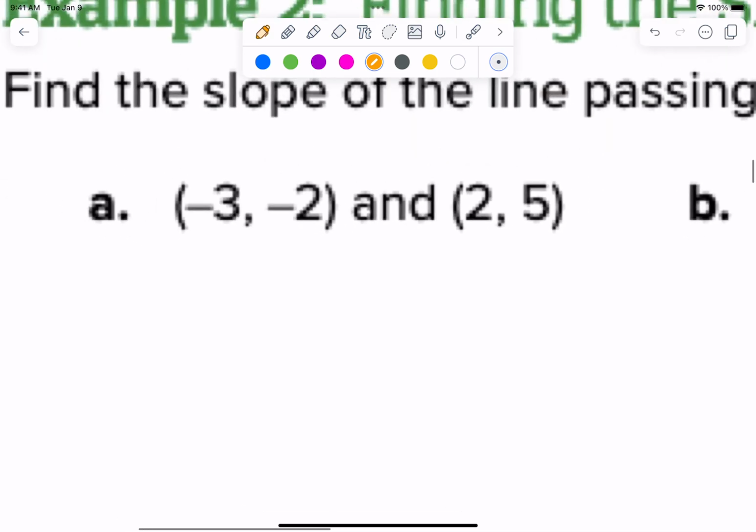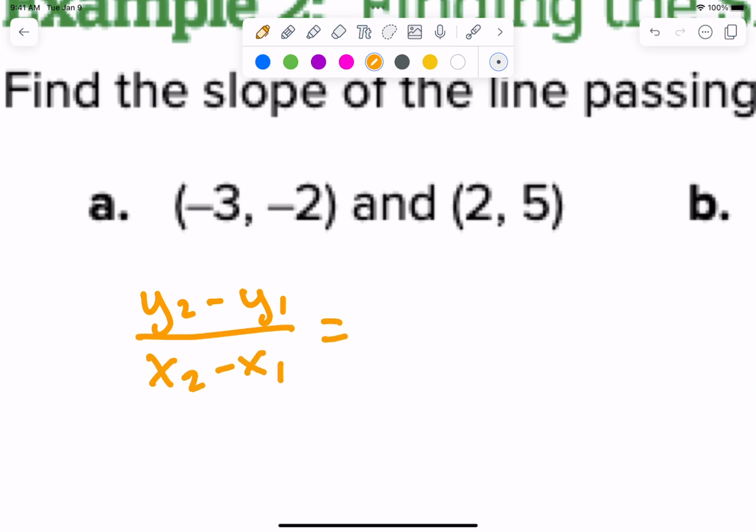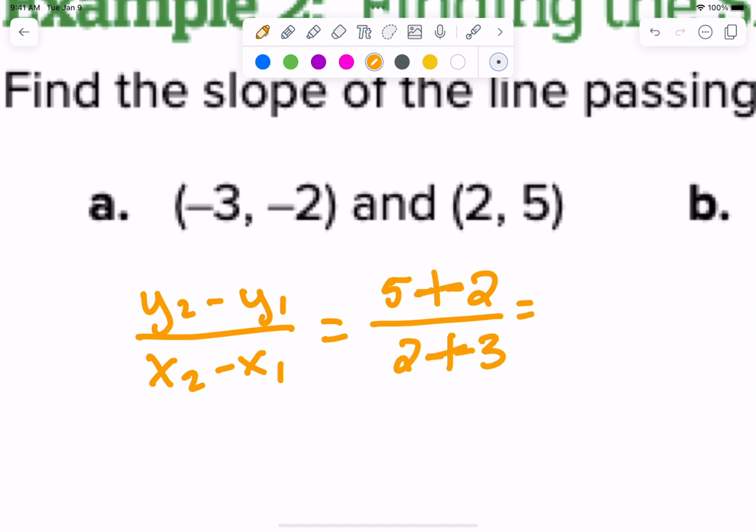All right, this one, A. We want to find y2 minus y1 over x2 minus x1. Have you all done this before? Okay, what's your y2? 5 minus negative 2, so plus 2, over 2 minus negative 3. So the double negative becomes a positive. 7 over 5, and leave it.